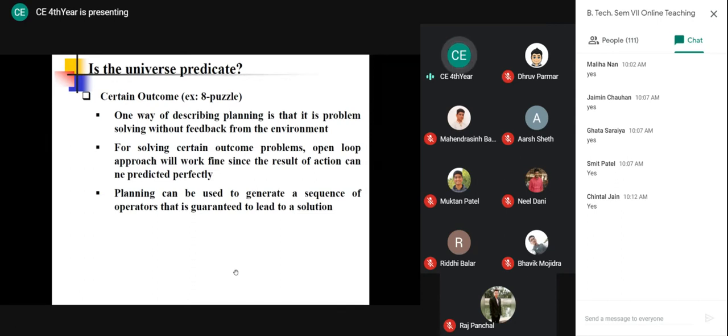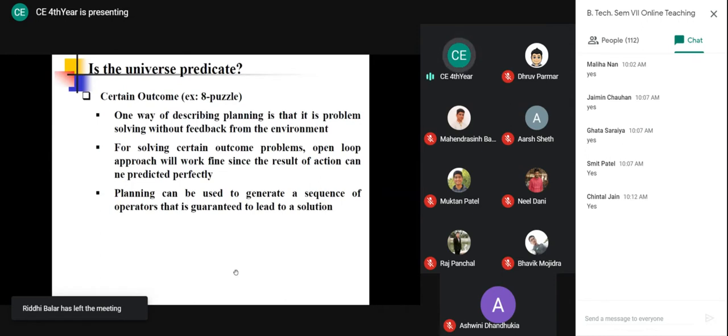Okay. So the third characteristic is: is the universe predictable? Here there are two classes: certain outcome and uncertain outcome. By hearing the name certain outcome, I think all of you can understand. In certain outcome, I will give you the example of the 8 puzzle. Every time we make a move in the 8 puzzle, we know exactly what will happen.